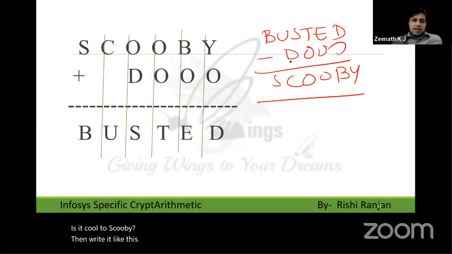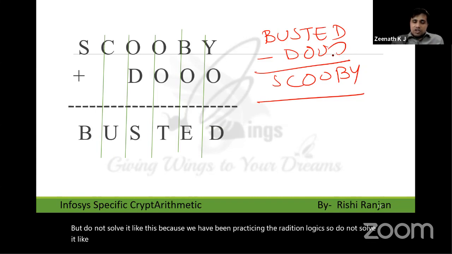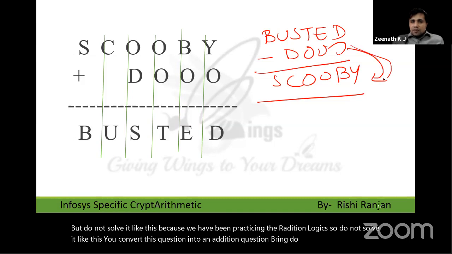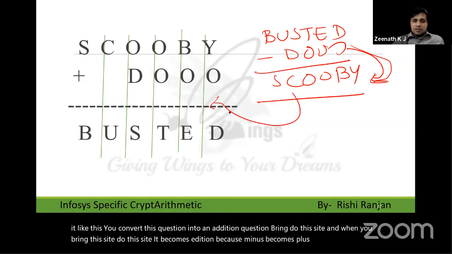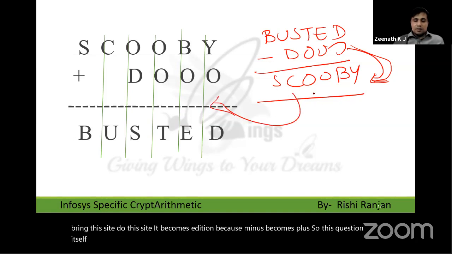But do not solve it like this, because we have been practicing the addition logics. So do not solve it like this. You convert this question into an addition question. Bring DO this side. And when you bring DO this side, it becomes addition, because minus becomes plus. So this question itself becomes SCOOBY plus DO equal to BUSTED.